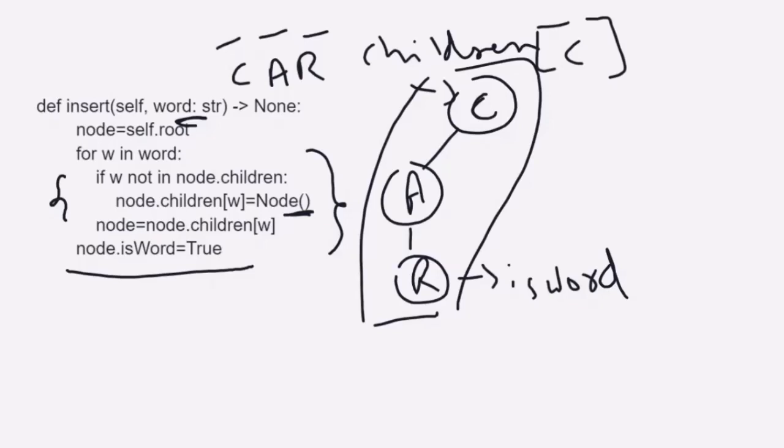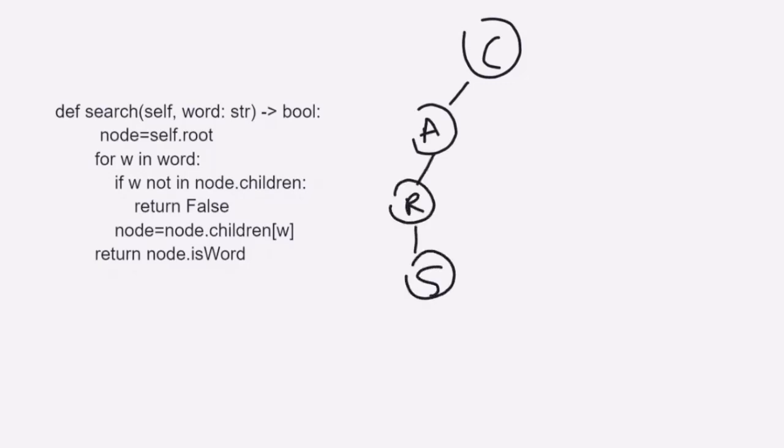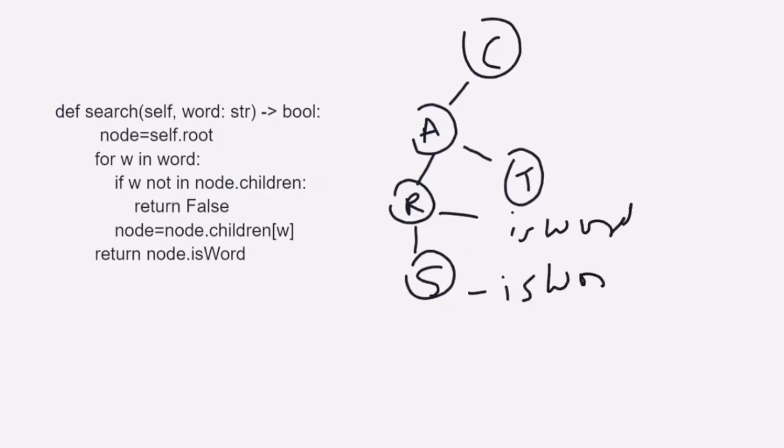All right, let's move on and see how we will search for a word. So suppose you are given a trie data structure, something like CAR and CS and CAT here. And each of these word-ending nodes is marked isWord true. You have to search for the word car. You have to return whether it exists or not, true or false.